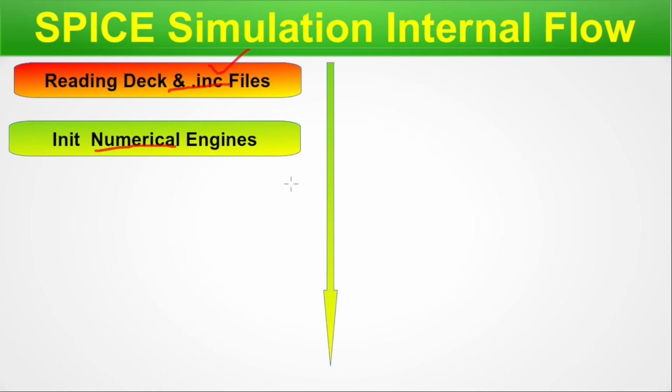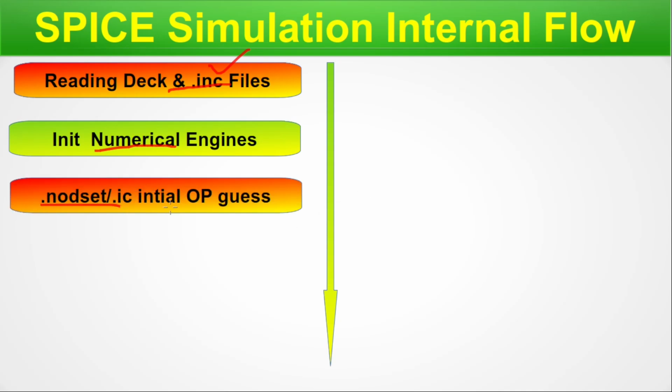Now let us go to the next step, that is the .nodeset or .IC initial OP guess. So there are two different kinds of initialization. One is .nodeset, another is .ic, and there could be some files associated with these two also. Once we go into detail on these things, you will know about these details. This is because here we are giving the bird's eye view of the flowchart and we are not going into details of each and every step, because we have episodes later in this series to cover all these things in detail.